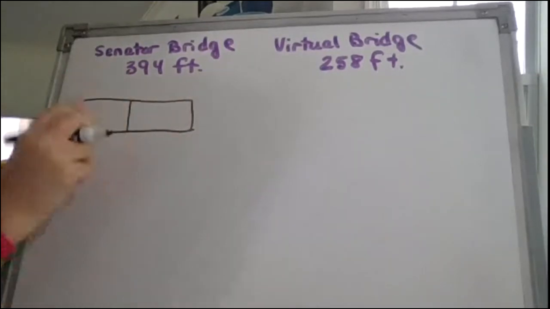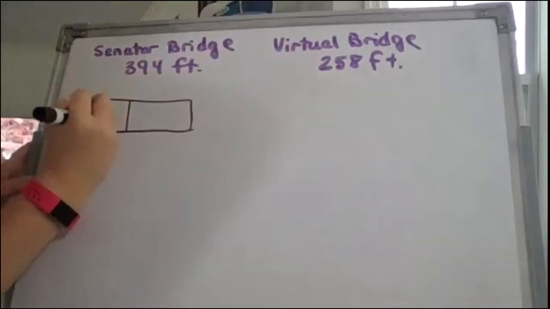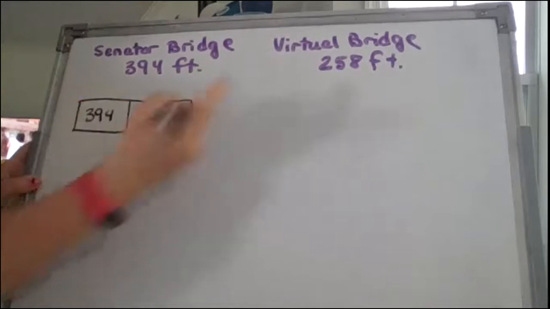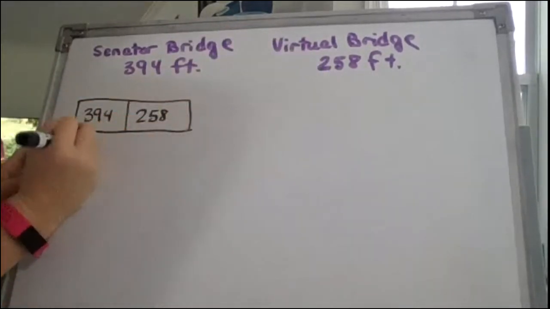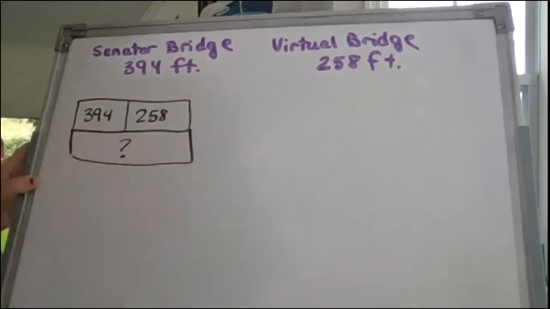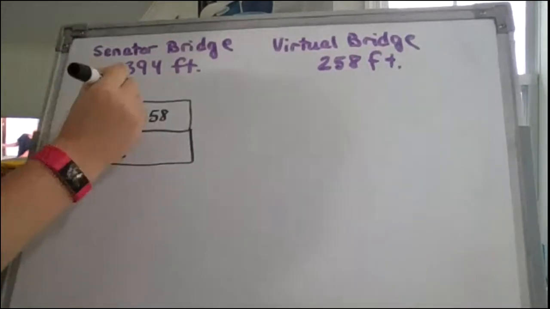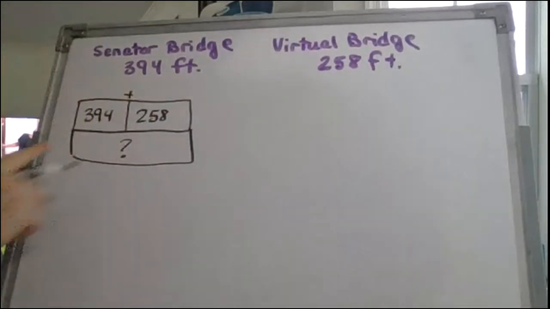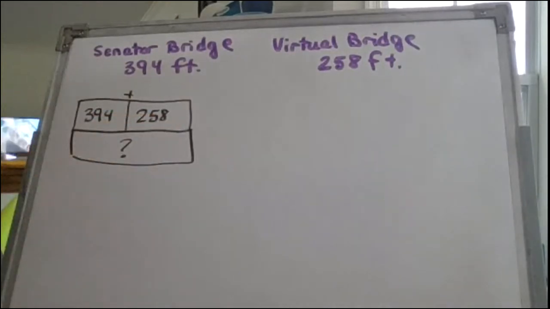Okay, and I know I have one part here, one part here. So I have 394 and 258. I don't know what my whole number is. I don't know how many I have altogether. But since I have my part and my part, I'm going to add these two together. Okay, 394 and 258. All right.